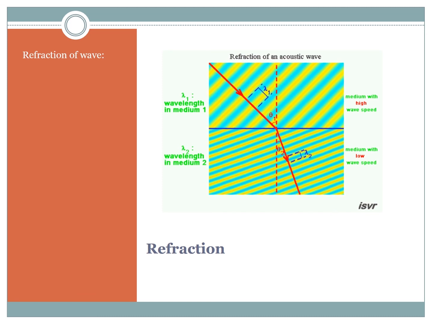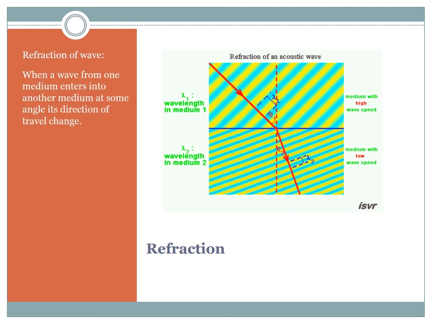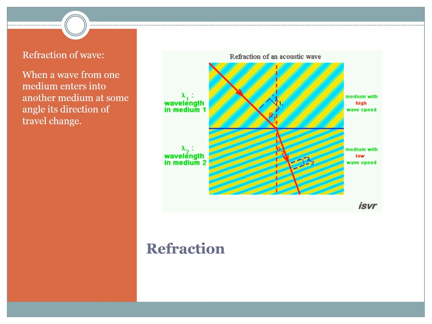Refraction is the process in which a wave from one medium enters another medium at some angle and its direction of travel changes. This is known as refraction of the wave. As you can see in the animation, an incident wave moving from one medium enters the second medium. And you can see that the wavelength starts to change. In the first medium, the wavelength of the wave is greater, but when the wave enters the second medium, the wavelength starts to decrease.